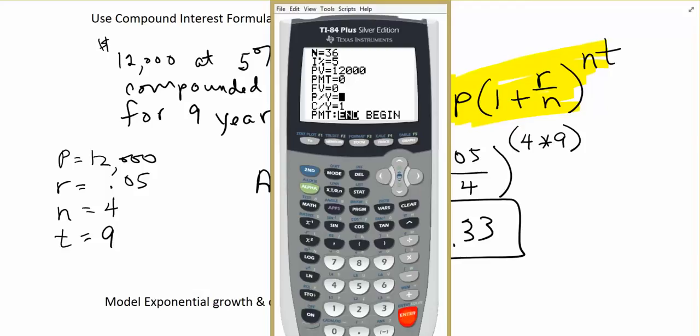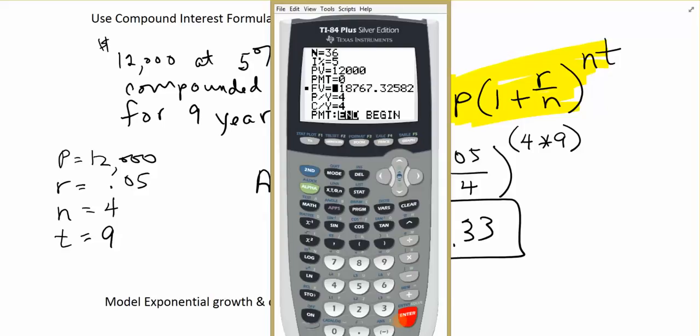But let's go down to payments per year. How many times are we compounding for a year? So let's put 4 and enter, and it should change that one to 4 as well, right? Okay, what we're trying to find out is how much money we got at the end. So let's go back up to future value. All right, above the key that's enter, what do you see on the right? What word do you see? Okay, so alpha is the color that matches mine. Alpha and solve.